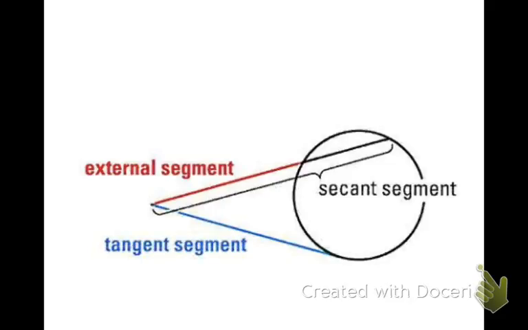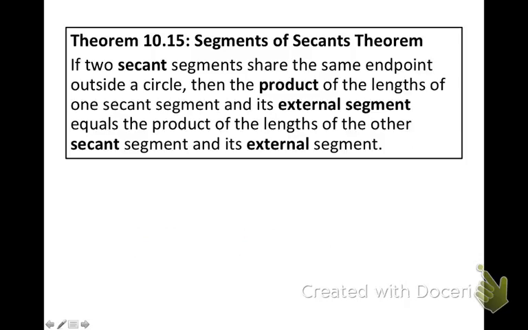And then down here at the bottom, we have a tangent segment. So given a diagram, the purpose of this is to be able to identify what the external part is. It's going to be the segment that's on the outside. You need to then also be able to identify the whole entire secant segment. This is a tangent segment because it's only intersecting the circle at one point. Okay? So theorem 10.15 talks about if we only have secants.